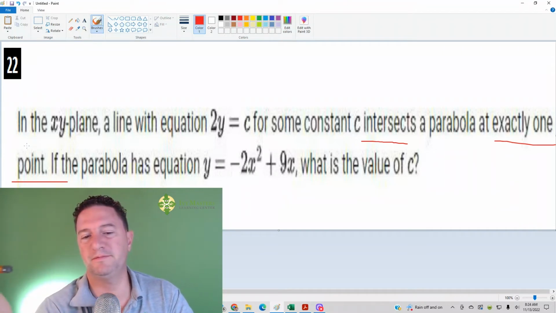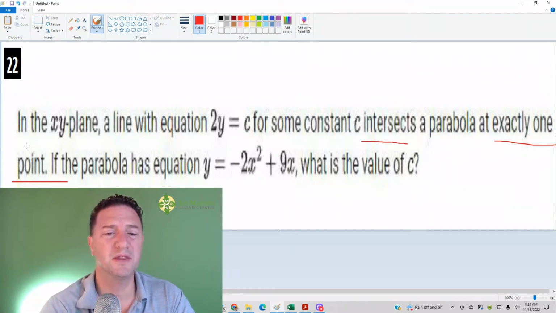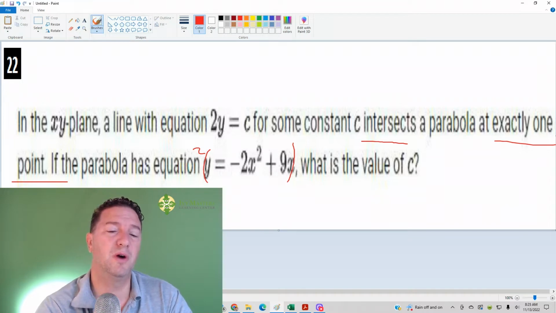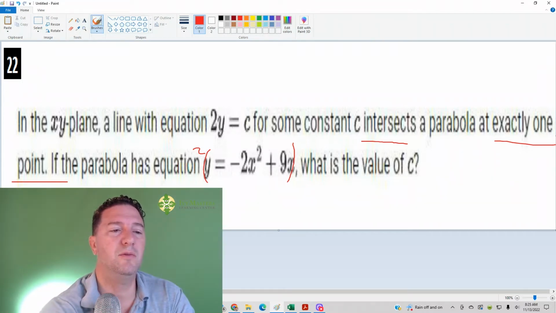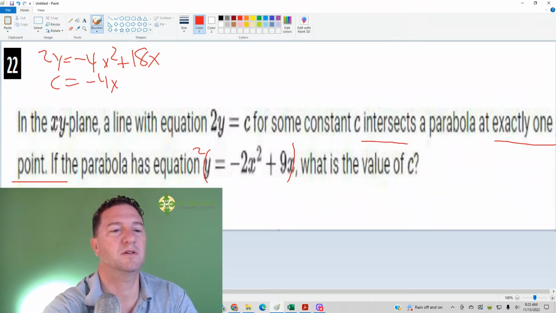So what I want to do is not work with fractions if I don't have to. So first, I'm going to multiply this whole thing by 2. And then I can replace 2y with c. I'm going to do my work up here. So let's say you've got 2y equals negative 4x squared plus 18x. And then I could put c in place. I've got c equals negative 4x squared plus 18x.